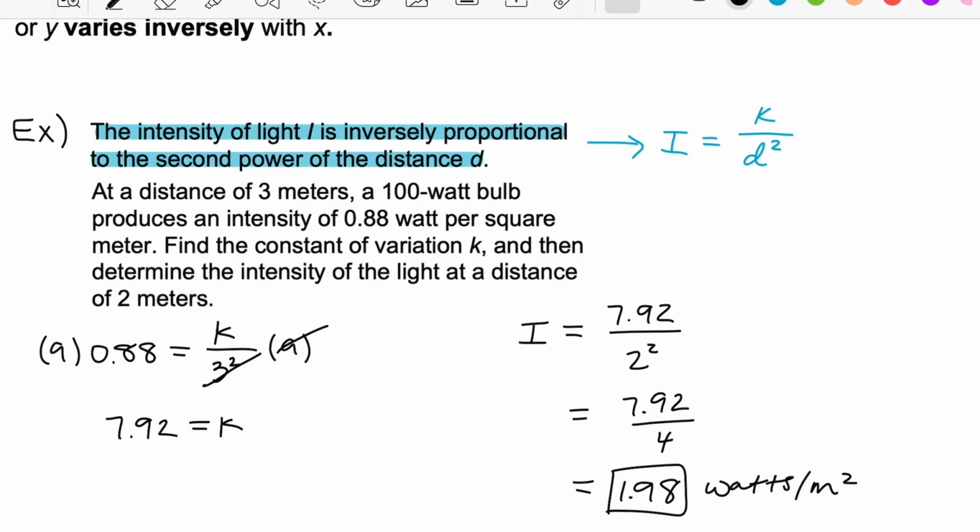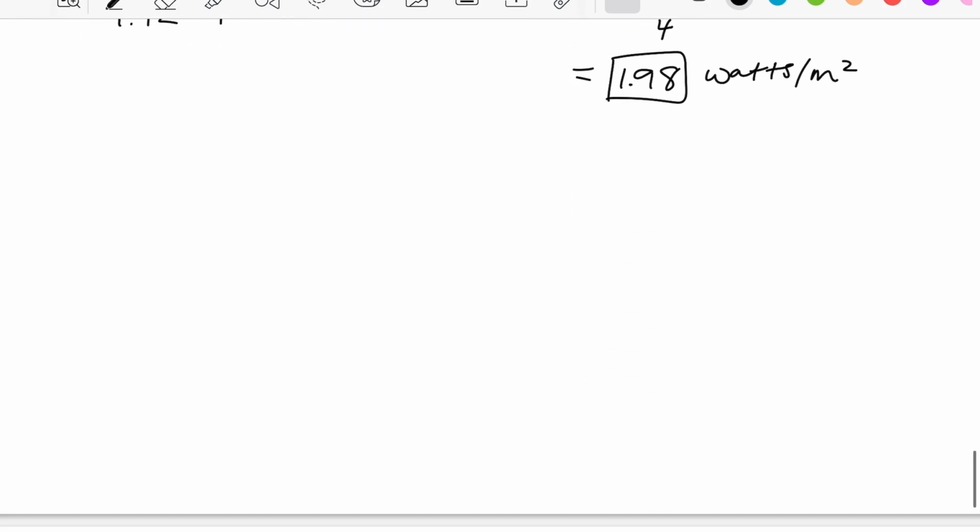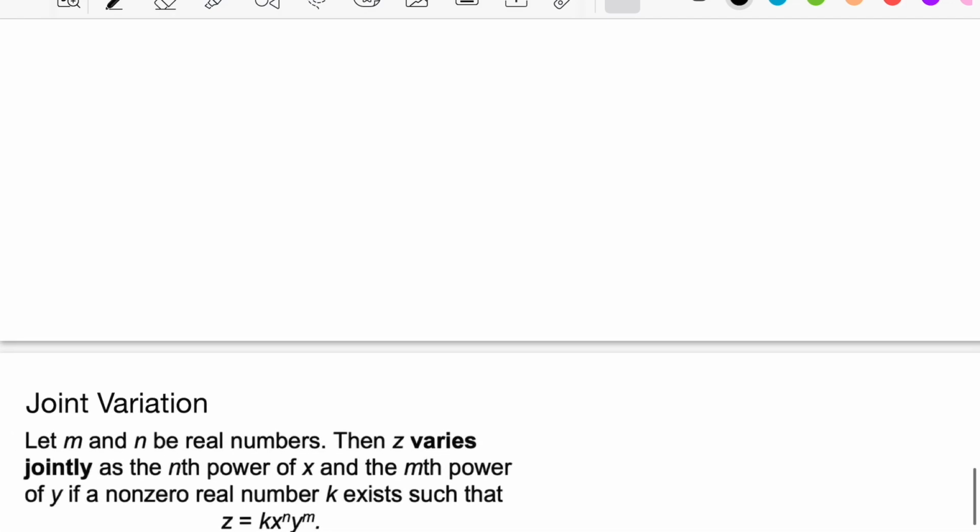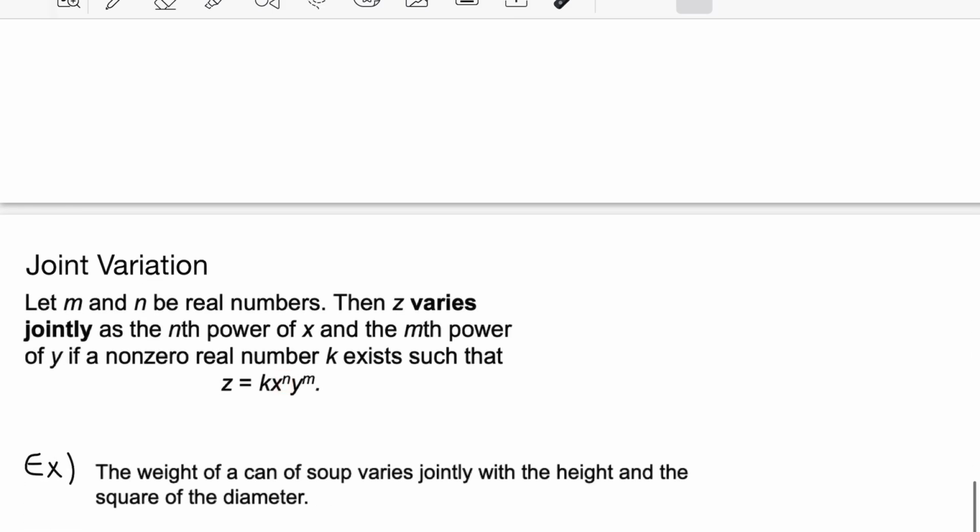The next variation problem we're going to look at deals with joint variation. So we're going to let m and n be real numbers. Then we say that z varies jointly as the mth power of x and the nth power of y if a non-zero real number k exists such that z is equal to this here. All this means is that a variable, which is z here, depends on two other variables, x and y, and some constant k. Then we can also have that these m and n powers are just 1 as well.